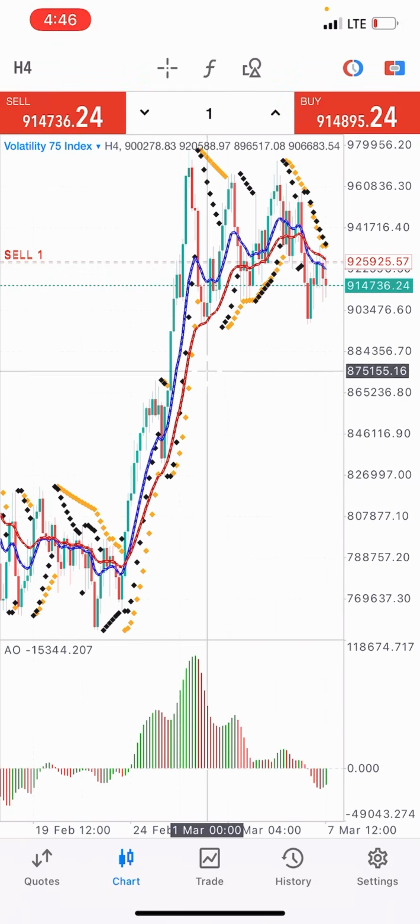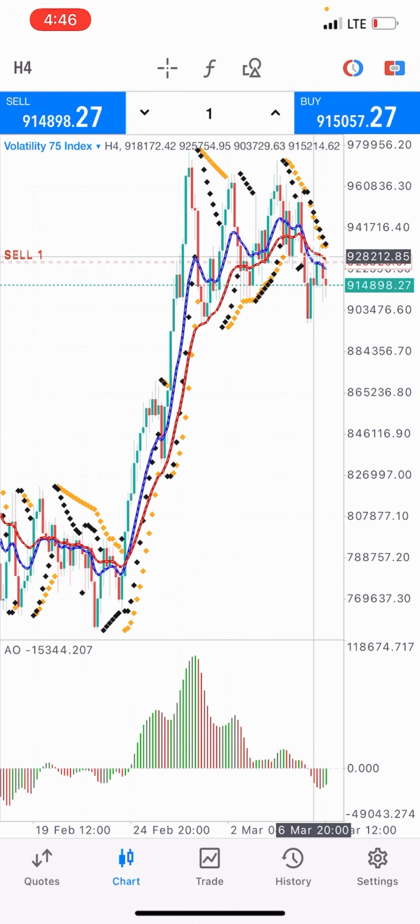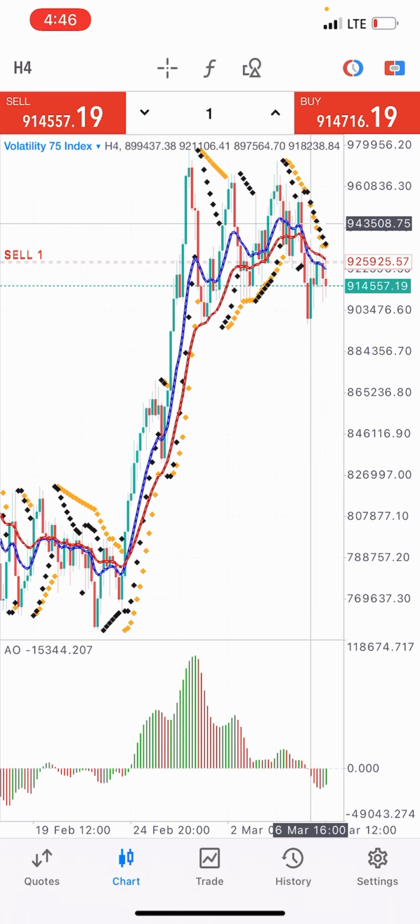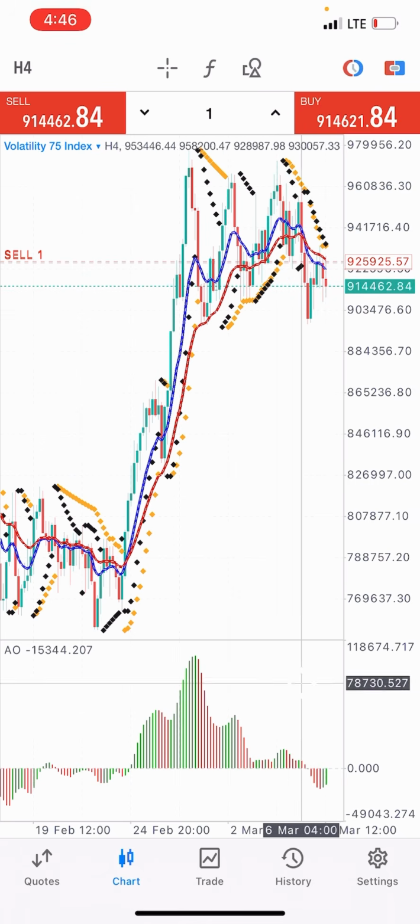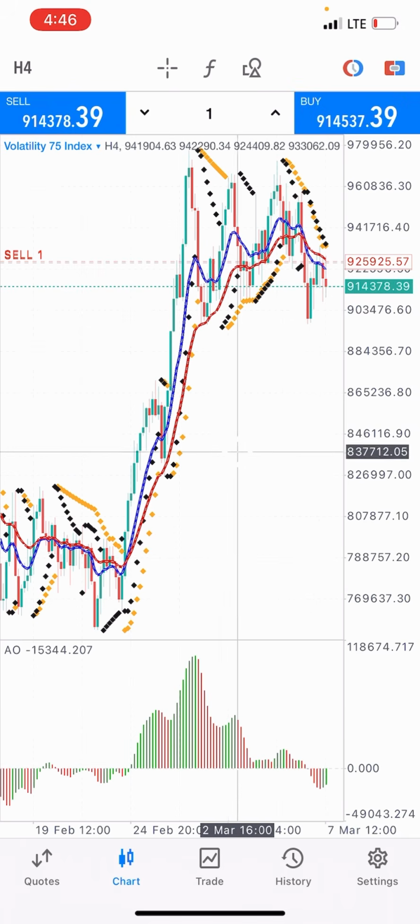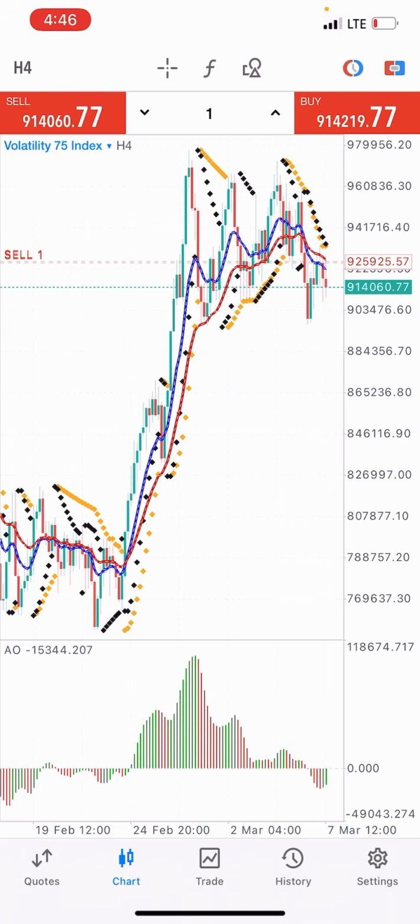Okay, look at it. The 4 hour time frame, it just crossed above the red moving average, and the black moving average above the yellow. You can see, and also the awesome oscillator below the zero level gives me a reason to place a sell.